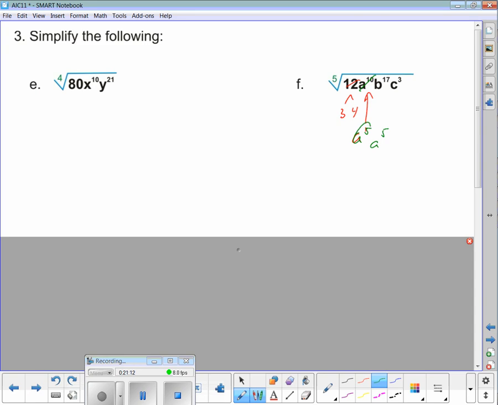So I use the a to the 10th. What's the 5th root of a to the 5th? A. What's the 5th root of this a to the 5th? A second a. A times a is a squared.